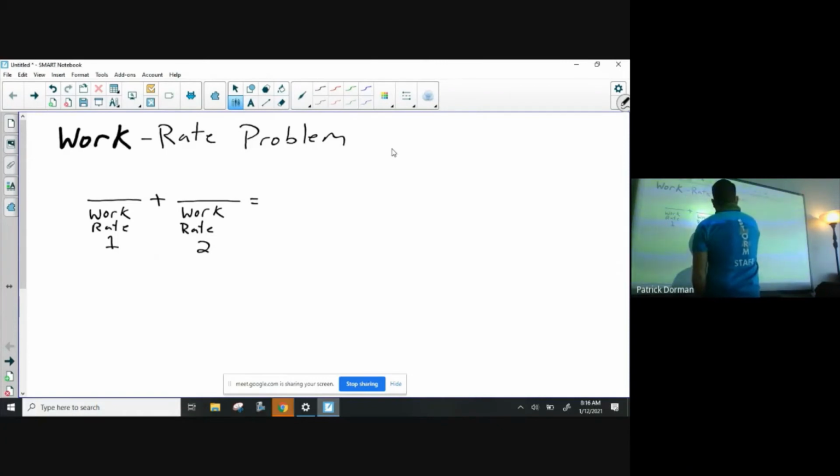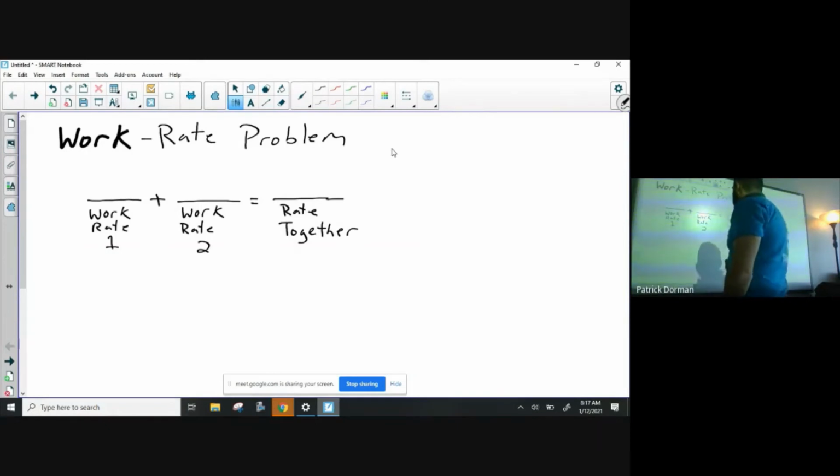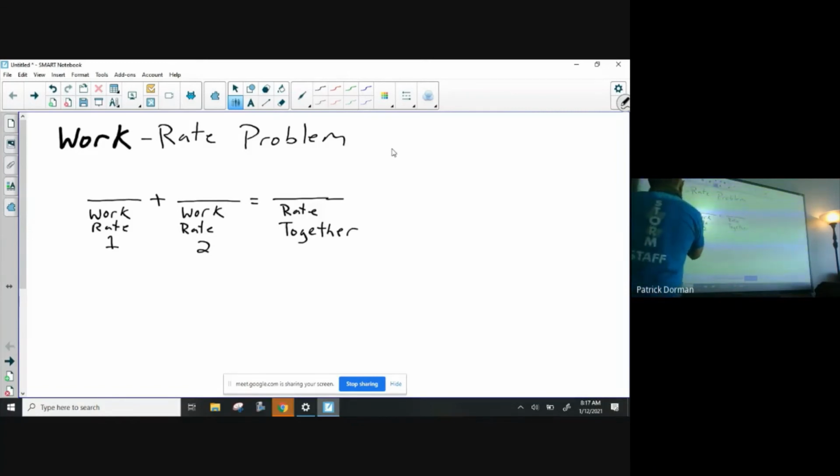We're going to say that's equal to the rate together. And that makes sense, right? You've got a work rate 1, work rate 2 working together. How much of the job do they get done is what's going to go on your numerator. How much of the job done? I think that's a good way to look at it.